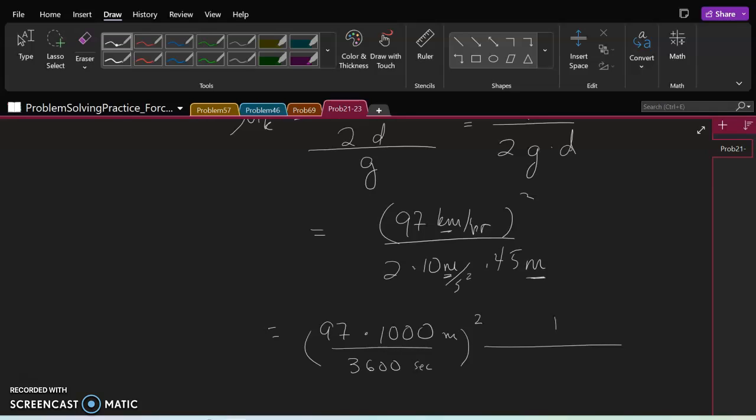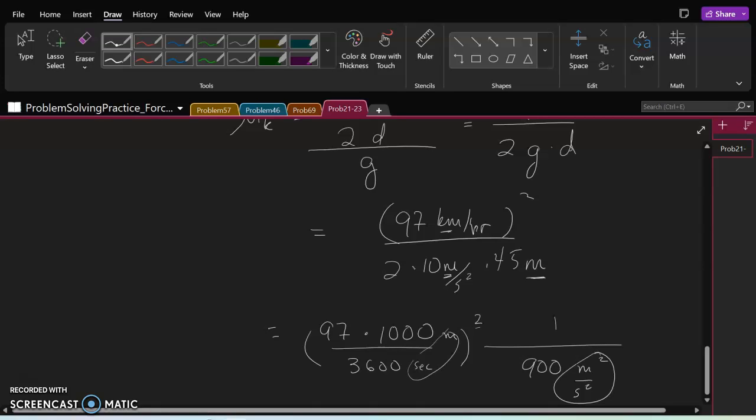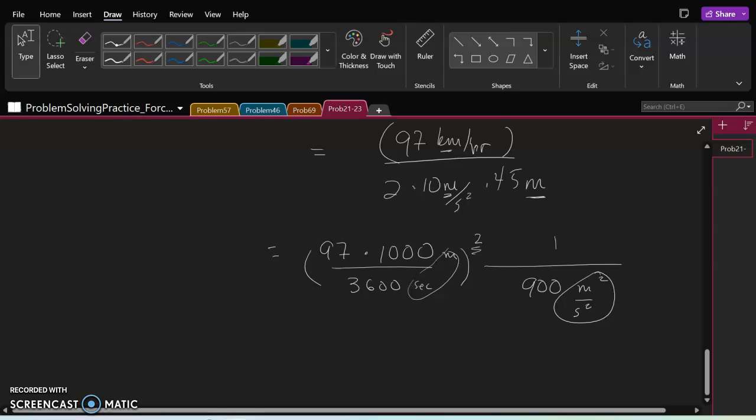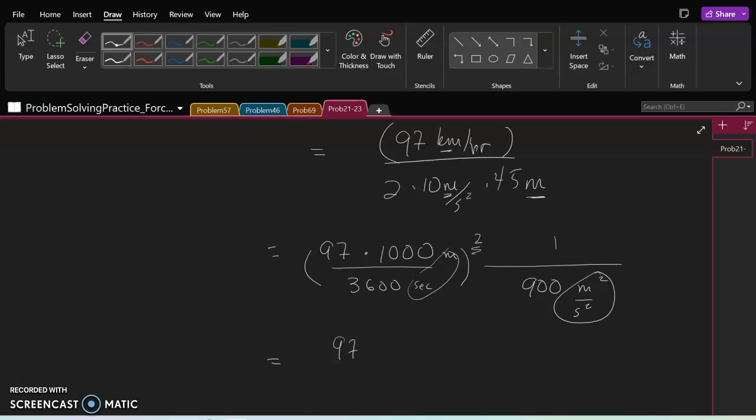2 times 45 is 90. 90 times 10 is 900. I think I'm going to have 900, and I'll have meters squared per second squared. And now I can see that the meters per second squared here and the meters over seconds squared here are going to cancel. And so I'm going to finally come up with some result that looks like it might make sense. I'll have 97 squared, so 97 times 97. I'll have 1,000 times 1,000, right? So that's 1,000 times 1,000. The whole thing is going to be over 3,600, and then there's also going to be this 900 down here.